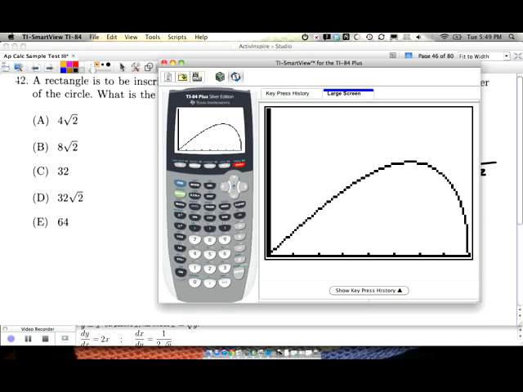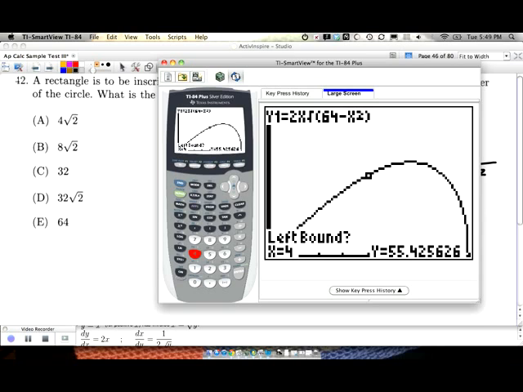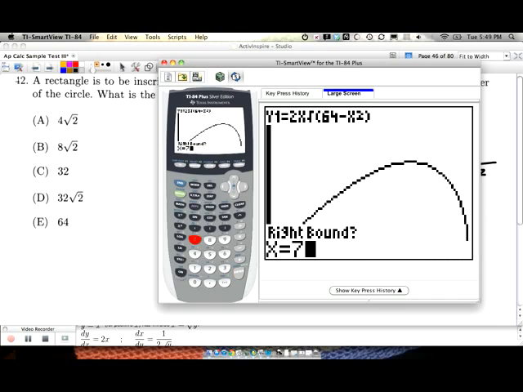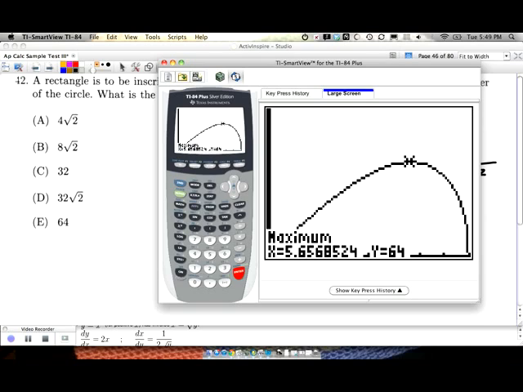So there's my function, and it hits a max right about here. You see that? Right about there, we hit a max. So I need to figure out where that point is. Good thing I have a calculator. Second, calculate maximum for left bound. That looks good. And let's go to about 7 for the right bound. And guess, I don't know, 5.5. Boom, 5.65. That was a pretty good guess, actually.